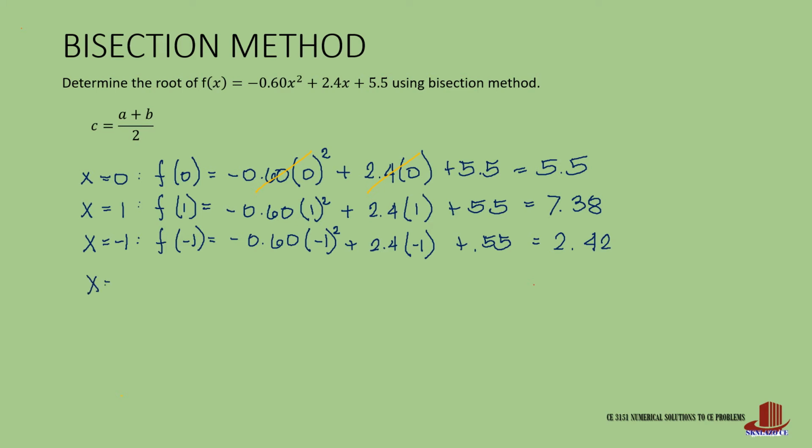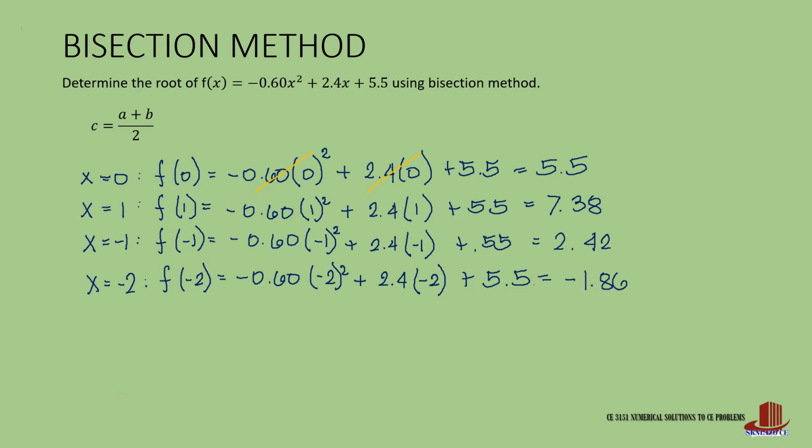So let's move ahead and get x is equal to negative 2. So the function of negative 2 would give us negative 0.6 times negative 2 squared plus 2.4 that would be multiplied by negative 2, and lastly, plus 5.5. This would give us negative 1.86. And finally, we had a change in signs, which would mean that our root would be taken within x is equal to negative 1 and negative 2.